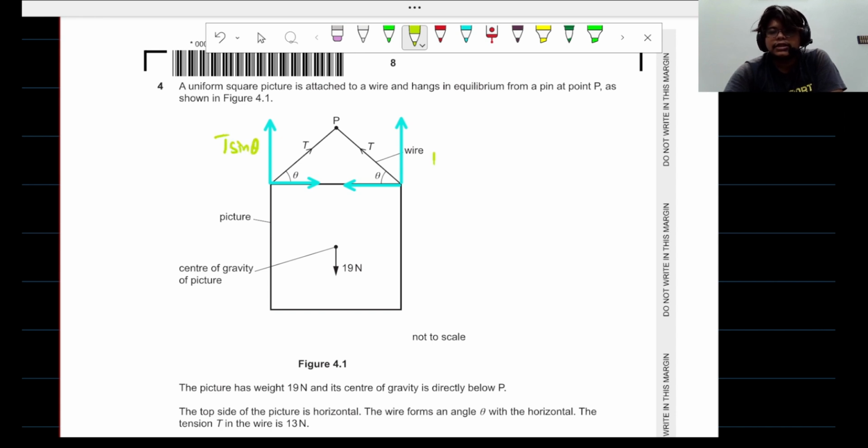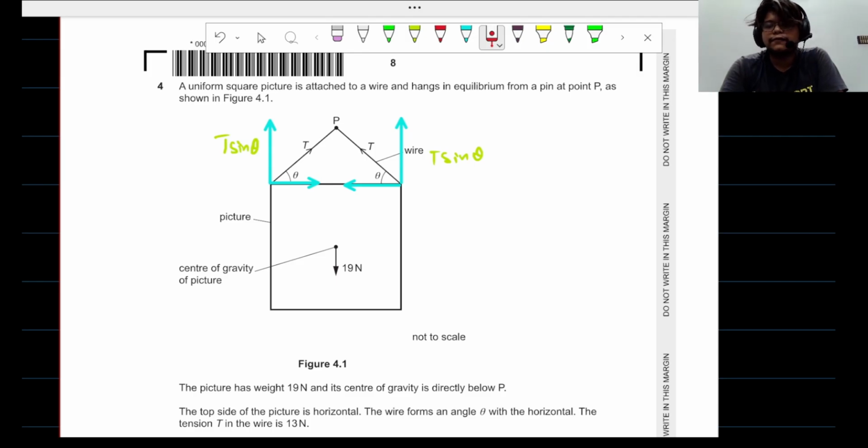This would also be T sin theta, and these two would be T cos theta. So now we have two conditions for equilibrium: the resultant force should be zero, and the second one is that the resultant moment should be zero. We already know that there is no resultant moment. If you talk about tension, they would have the same perpendicular distance, and they are the same forces on two opposite sides of the pivot. So they will have the same moment but opposite in direction, so that moment will also be cancelled out.